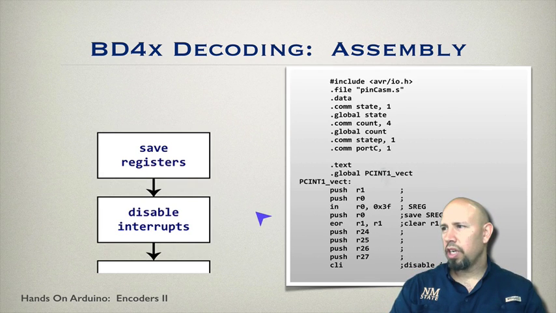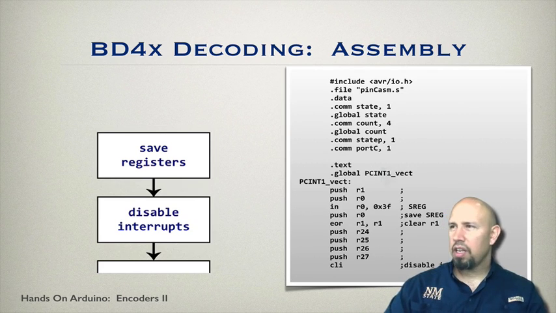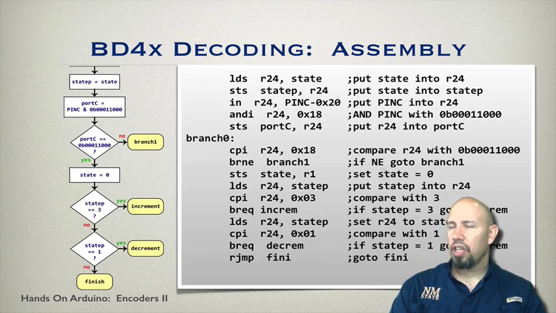And then we're going to push registers 24, 25, 26, and 27. We push those so that we can save their values in case they're needed elsewhere. We don't want to lose them. Then I'm going to clear the interrupts, or disable interrupts. So that's these first two things. We're going to save registers, and then at the end we're going to restore the registers and enable interrupts. So this is the first part of the flowchart. That part of the flowchart then proceeds this way, all the way down here.